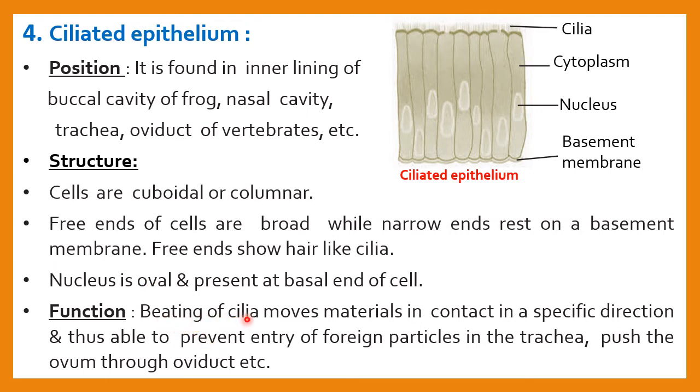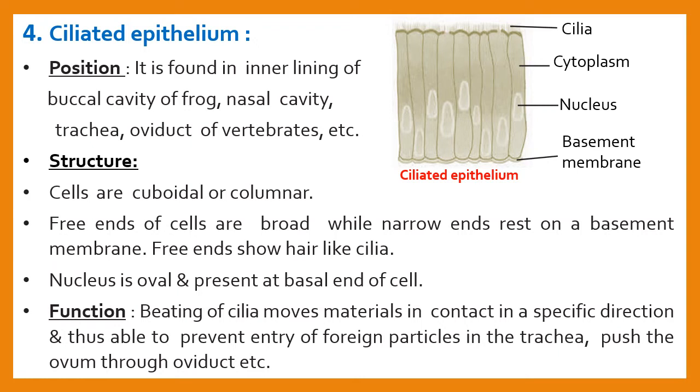And the beating of the cilia moves materials in contact, naturally in a specific direction. And thus, ciliated epithelium is able to prevent entry of foreign particles in the trachea. They push the ovum through the oviduct. Thus, the beating of the cilia either moves the material in an upward direction or outwardly or inwardly, depending upon the position of the ciliated epithelium. What do you mean by it?